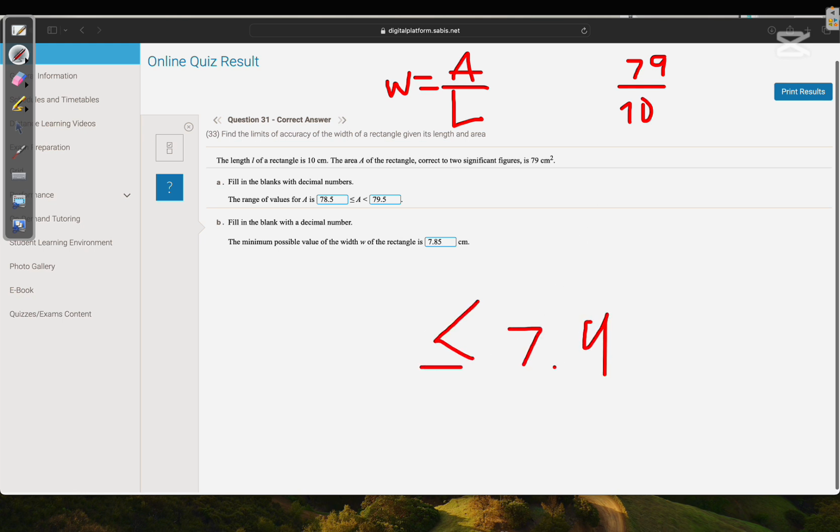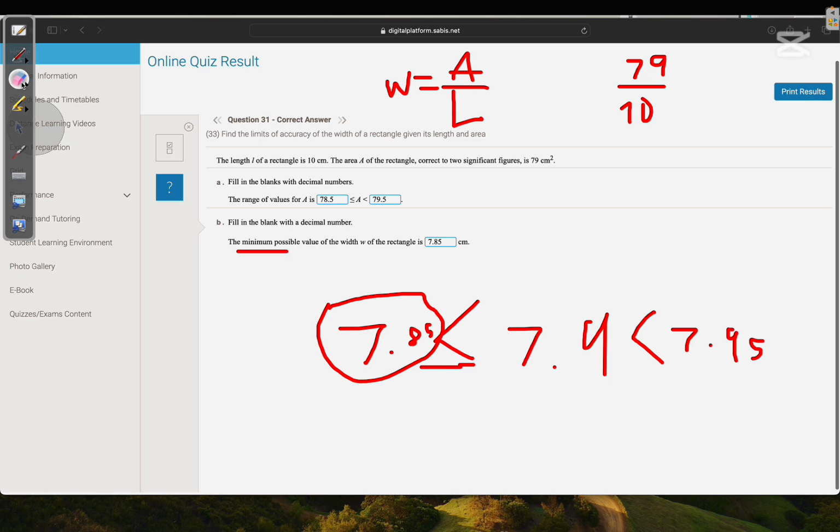What is the minimum number that, after rounding, you get 7.9? 7.85. And here would be 7.95, because that would be the closest to 8. So we take 7.85 because they're asking for the minimum value, so we take the smallest.